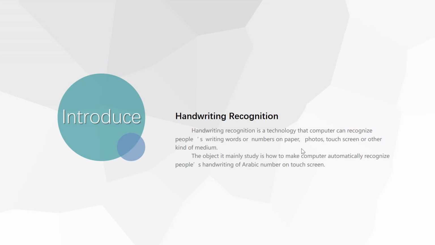Because for Arabic numbers you can just make a matrix, and all you need to detect is whether a pixel is used or not. But for words or characters you need more machine learning to detect what the word is.